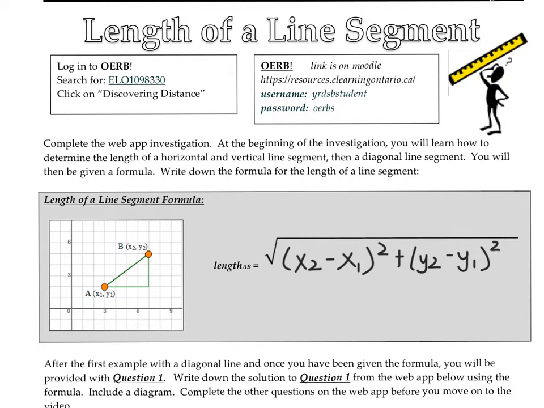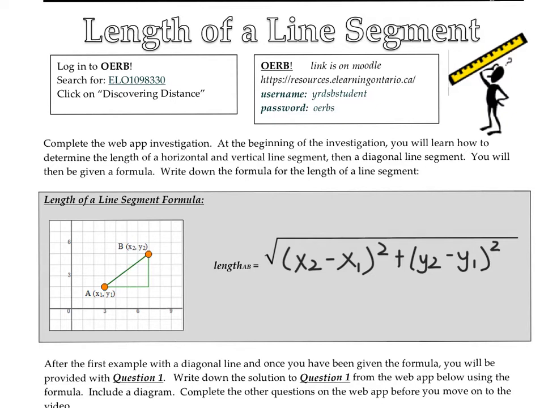All I want to go over is the formula that you found. If you're given 2 points, x1, y1, and x2, y2, the length is going to be the square root of (x2 minus x1) squared plus (y2 minus y1) squared. This should look really familiar.